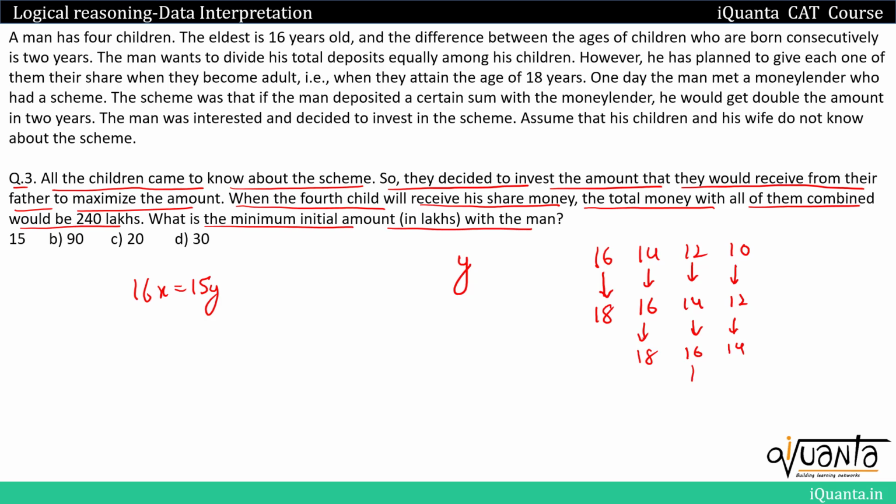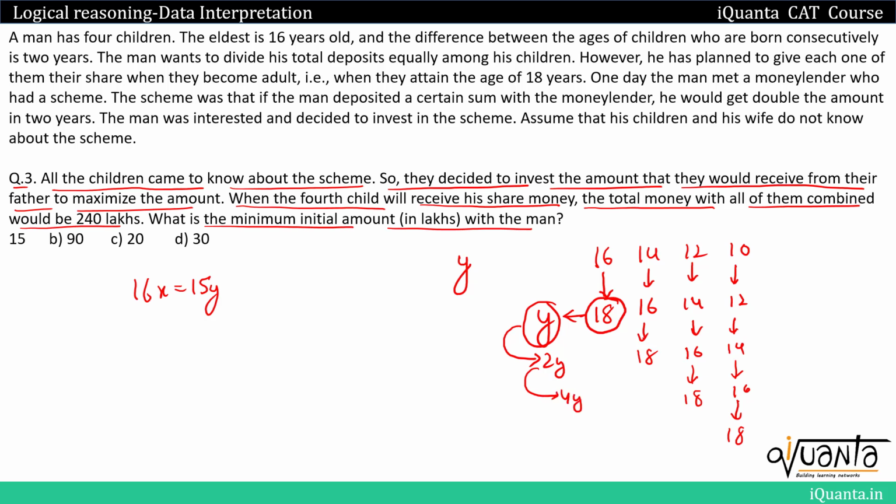Then after 2 years, this 16 would become 18, get his money. 14 would become 16. At last, after 2 years, the 16 would become 18. So he'll be getting his money as well. So at this point of time, the first child will be getting his money. He'll be getting y rupees. So if this first child invests his money y rupees, after 2 years it would become 2y. After another 2 years it would become 4y.